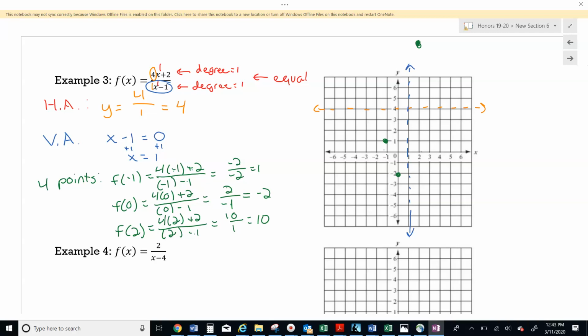And then let's think about f of 3. I'll do it over here. So it's 4 times 3 plus 2 over 3 minus 1. 12 plus 2 is 14. Sorry, 3 minus 1 is 2. 14 divided by 2 is 7.